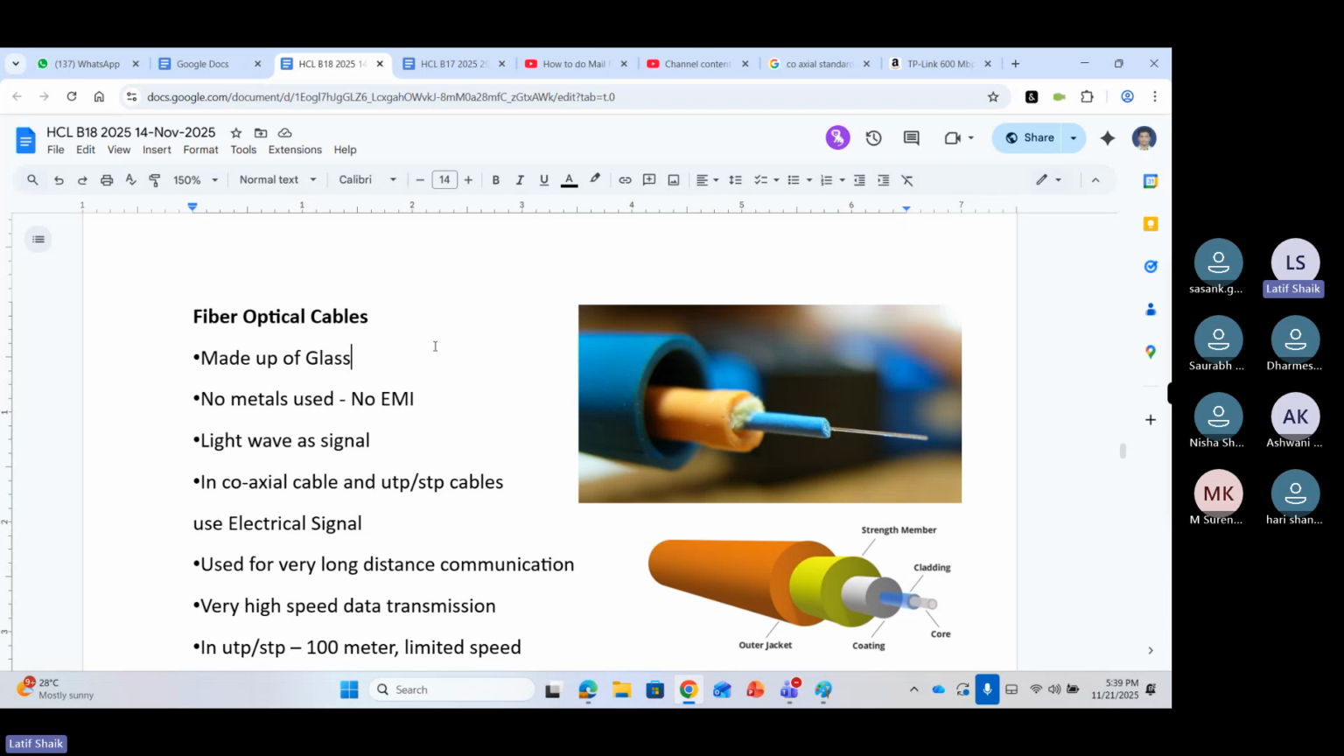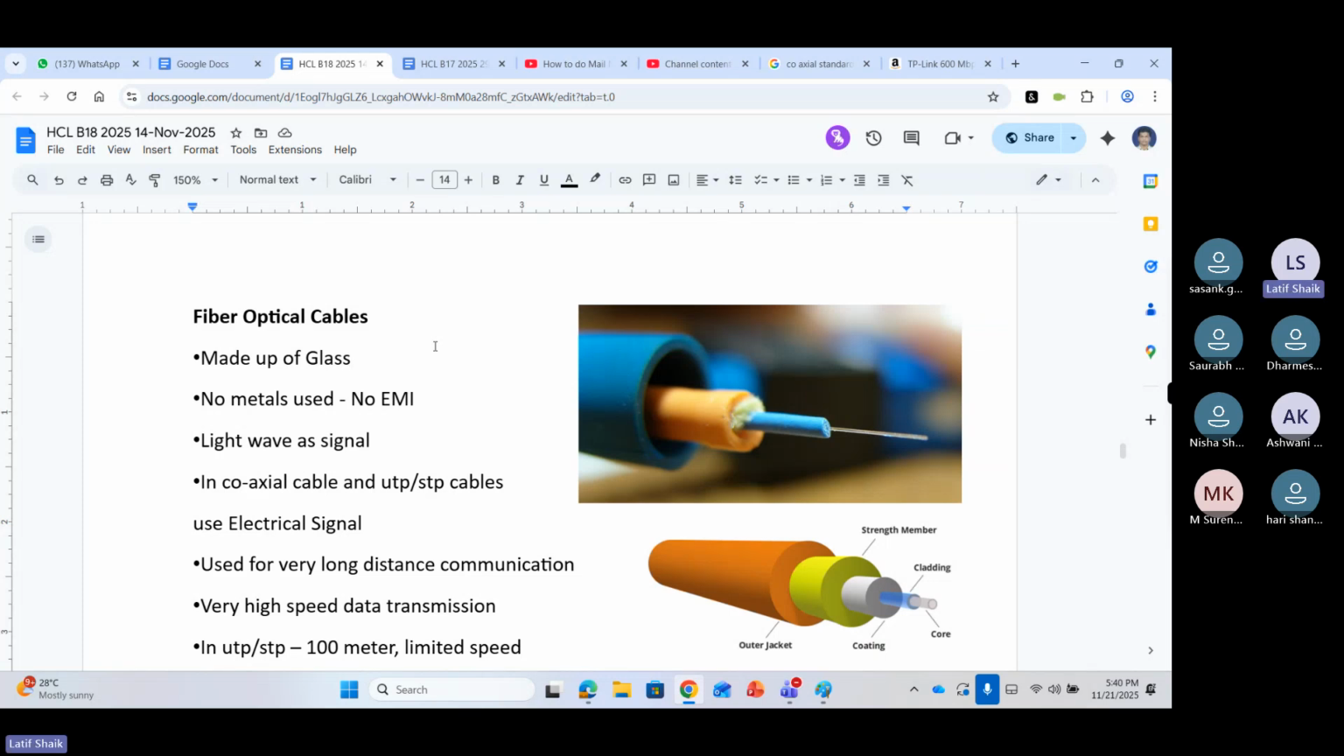Fiber optical cables are made up of glass. Generally, these fiber optic cables are made from glass, from limestone. You burn limestone, you make glass. So you can create simple fiber optical cables. And the signal we are using is a light wave. It's glass, meaning non-conductor. It's not a metal, so obviously no metals means no electromagnetic interference on it.